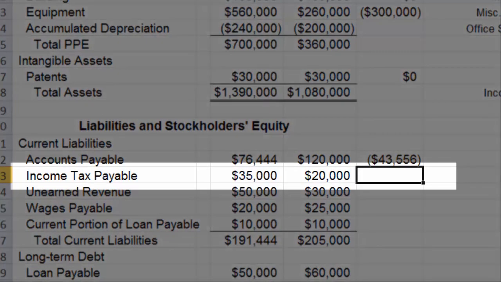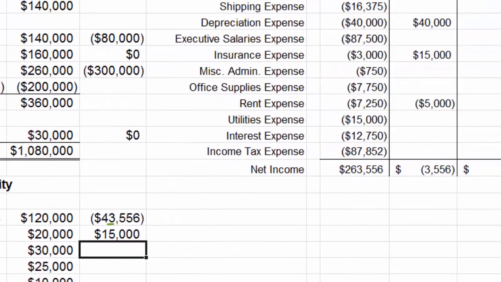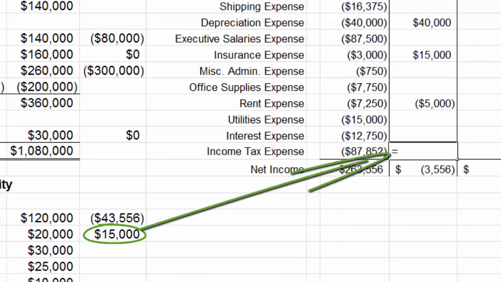Right, let's see. Income tax payable, again, we take new minus old. Goes from 20,000 to 35,000. I owe more to the government. If I owe them more, it's because I haven't paid them, so I have more cash in the bank. And that's going to match up with my income tax expense line.